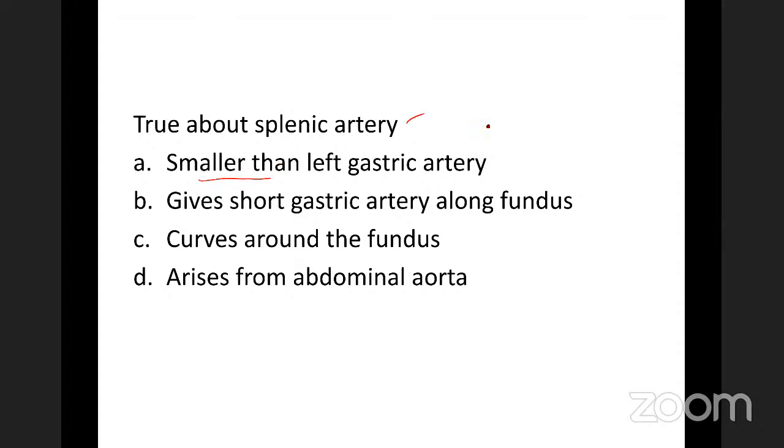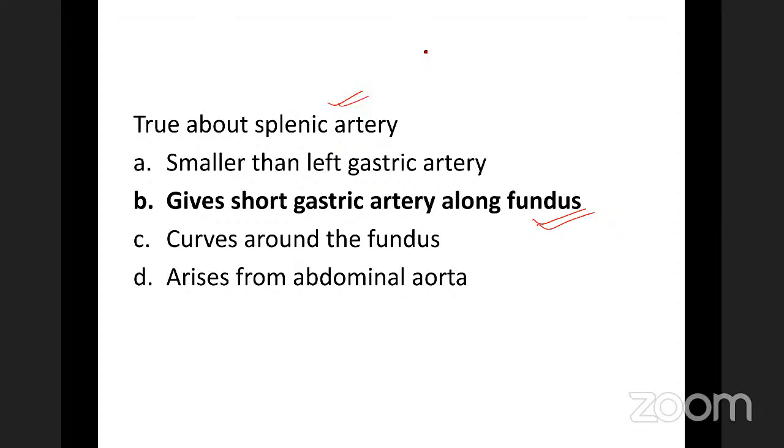True about splenic artery, smaller than left gastric artery? No, the smallest was the left gastric, whereas splenic is the largest. It gives short gastric artery. Yes, it curves around the fundus, arises from abdominal aorta. Answer is, it gives short gastric artery. And splenic artery is the largest branch of the celiac trunk.